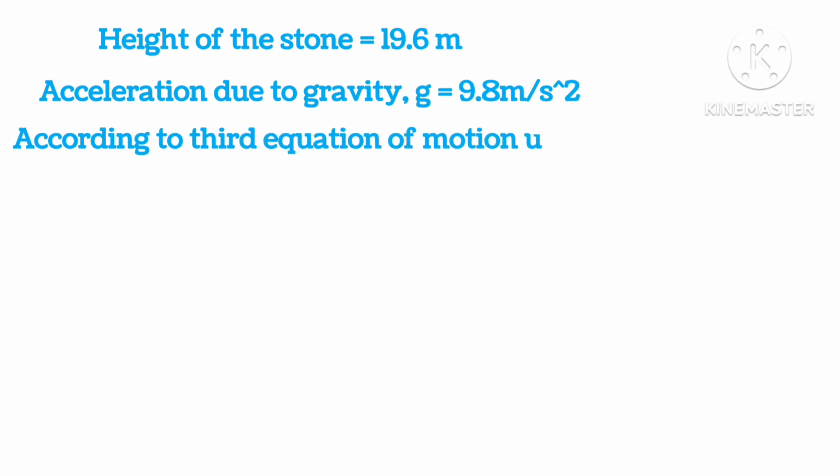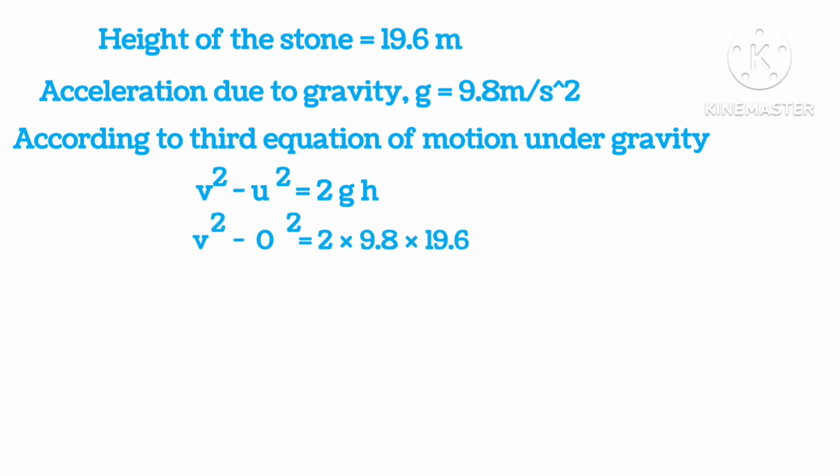So according to the third equation of motion, v squared minus u squared is equal to 2gh. Putting all the values in the equation, we can calculate the final velocity, which is equal to 19.6 meters per second.